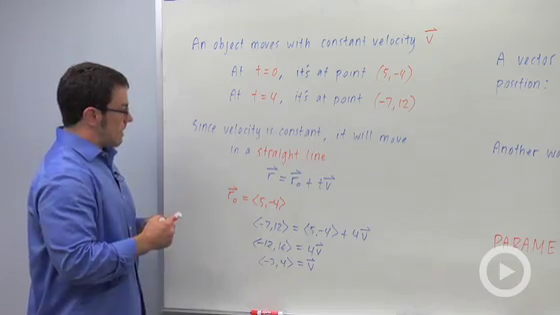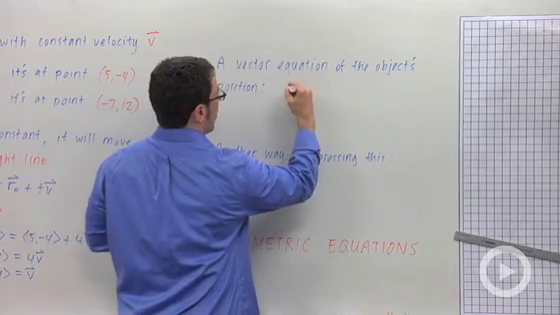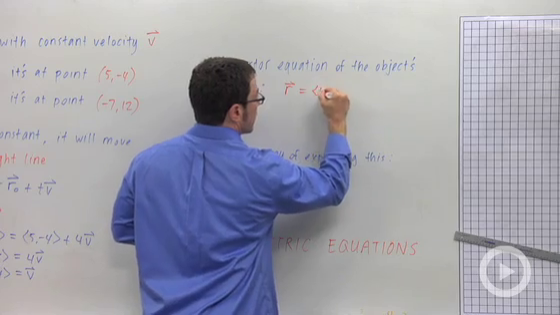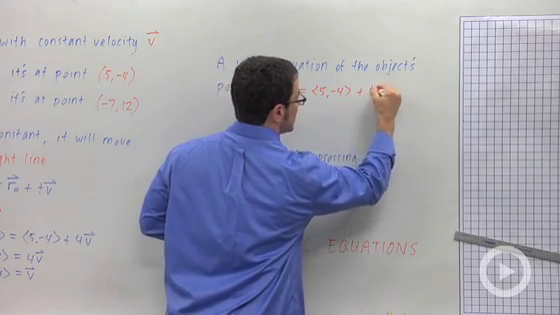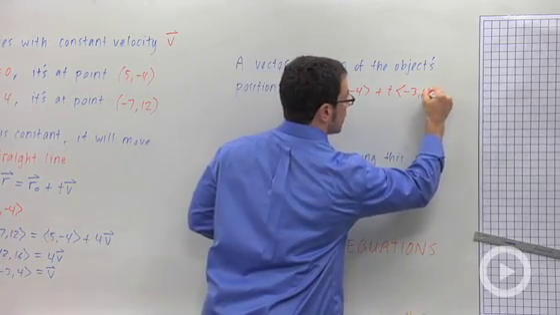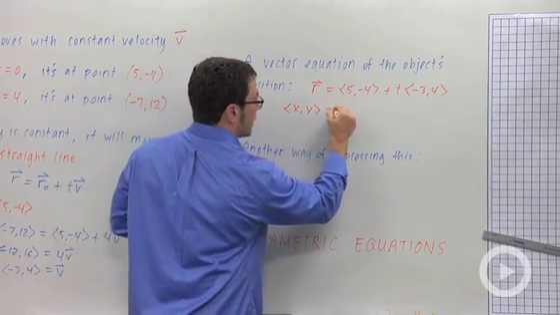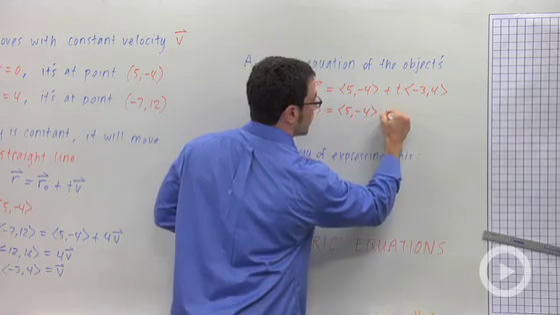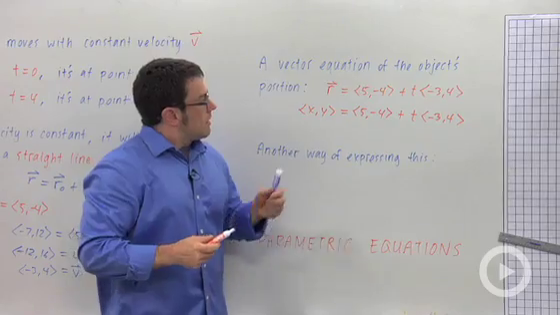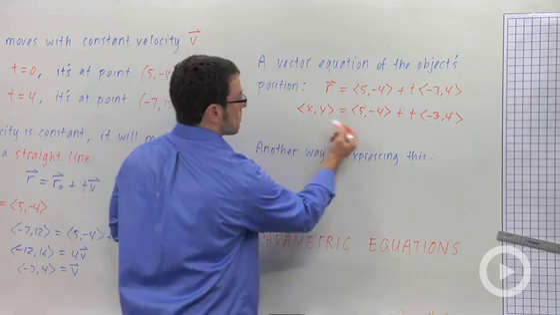That's the velocity. And that means that the vector equation for the object's position is r equals r0. Remember, r0 was (5, -4), plus t times the velocity vector, which was (-3, 4). Now, it's more usual to see this written (x, y) equals (5, -4) plus t times (-3, 4). This is the vector equation for the object's position, but we can express it another way.